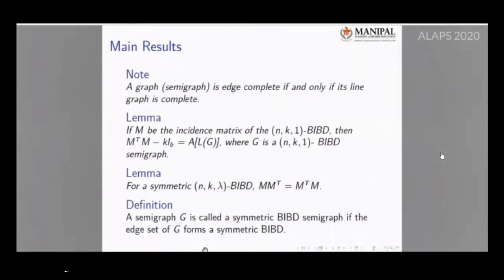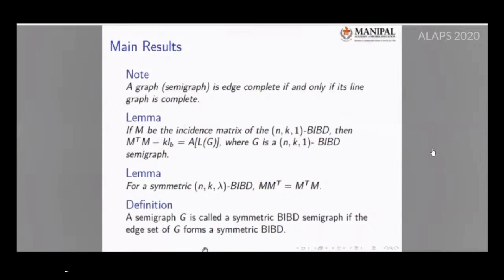Main result. Before we start with the results, we would like to note a simple thing, that a semi-graph is edge complete if and only if its line graph is complete. Edge complete, as we have already said, means any two edges have a vertex in common. A semi-graph is edge complete if and only if its line graph is complete. The line graph of a semi-graph is defined on similar lines as in the case of graphs.